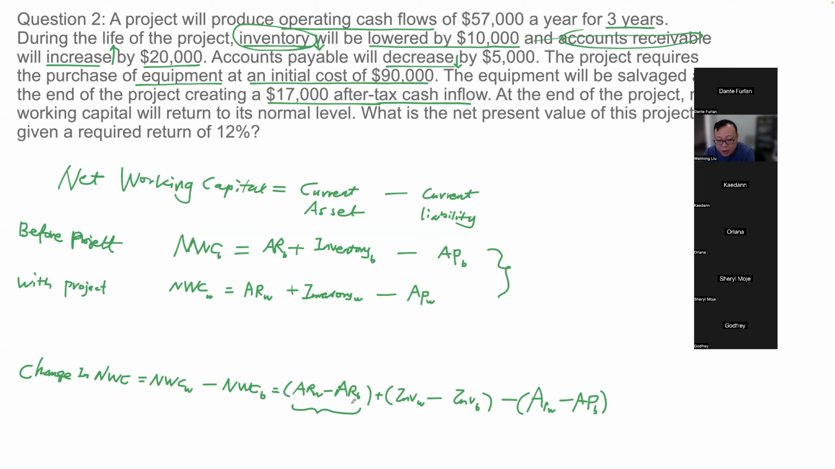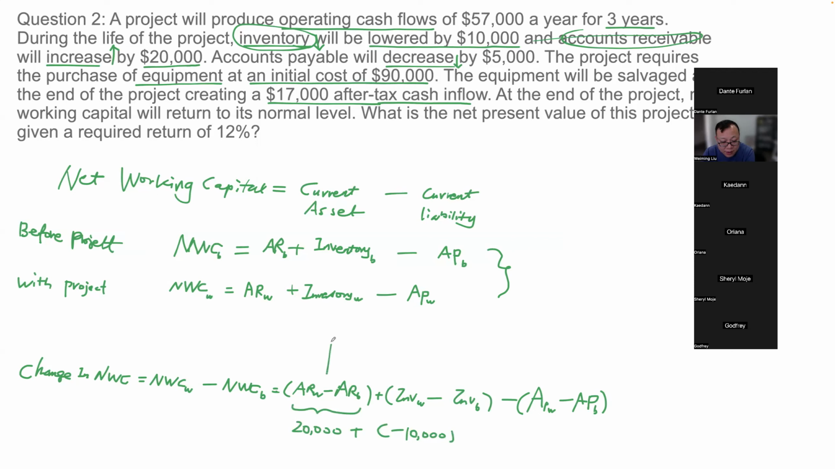AR minus AB. So how much? Yeah, 20,000. Thank you. So this number is 20,000. Okay. Plus inventory. How much inventory has changed? Lowered 10,000, right? So that means lowered means inventory is less. So this one here would be a negative. You add a negative 10,000, right?